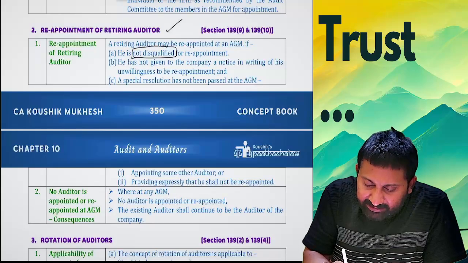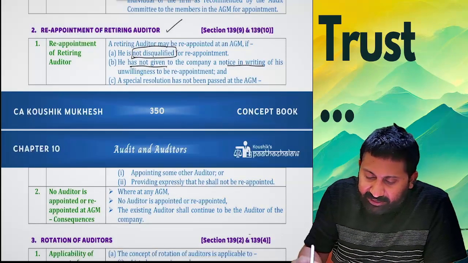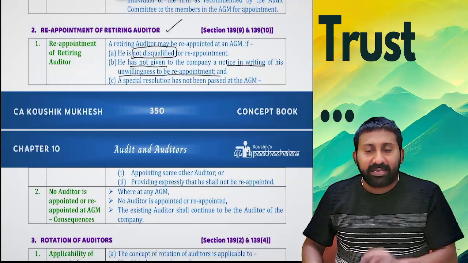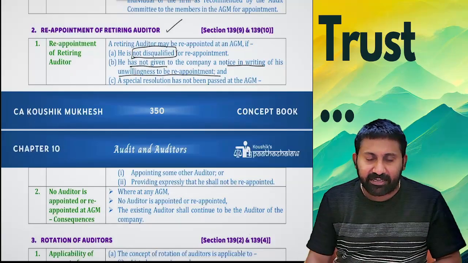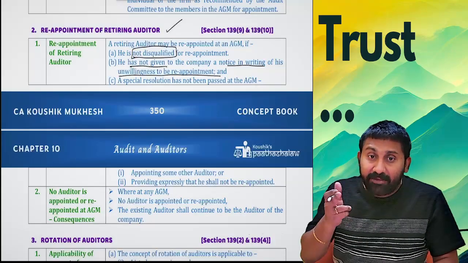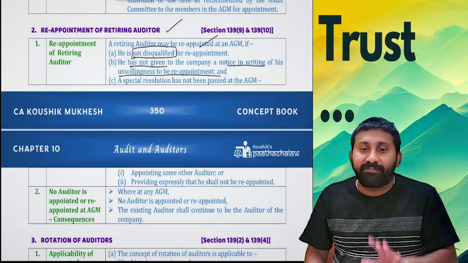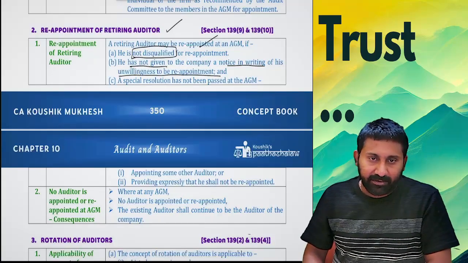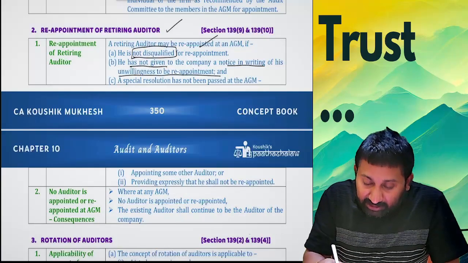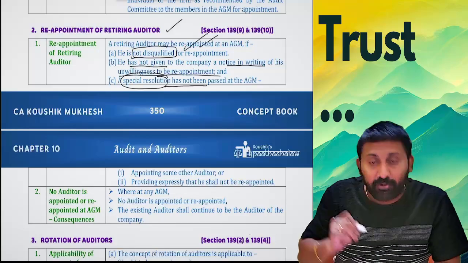Next, he has not given to the company a notice in writing of his unwillingness to be reappointed. Means what? If he has clearly given his unwillingness, saying that I don't want to continue in this company, he cannot be reappointed. If he has not given it, he will be reappointed. Or, in the AGM a special resolution has been passed. If it has not been passed, you can be reappointed.